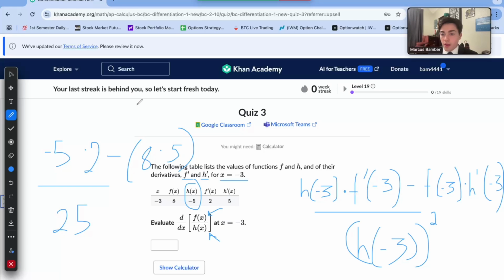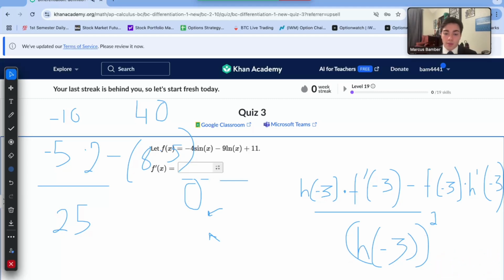And now we multiply. We have 40 here. We have -10 here. -10 minus 40 is -50. -50 divided by 25 is -2. So using the quotient rule, low derivative of the high minus high derivative of the low over low squared. Yeah, there's a pretty nice jingle that goes along with the quotient rule. If you search that up, I'm sure you'll find someone who goes over that. But the answer to this one is simply -2.